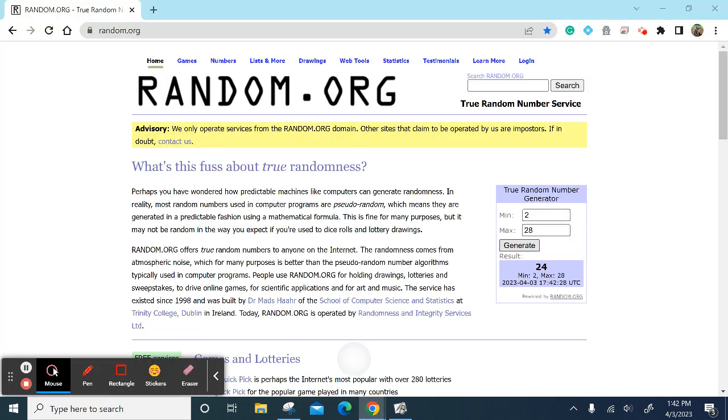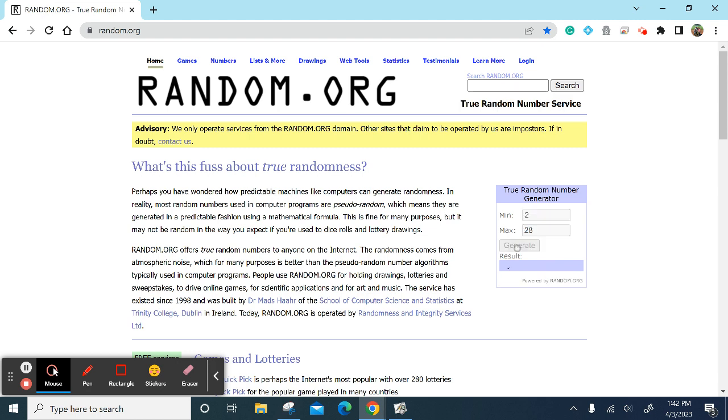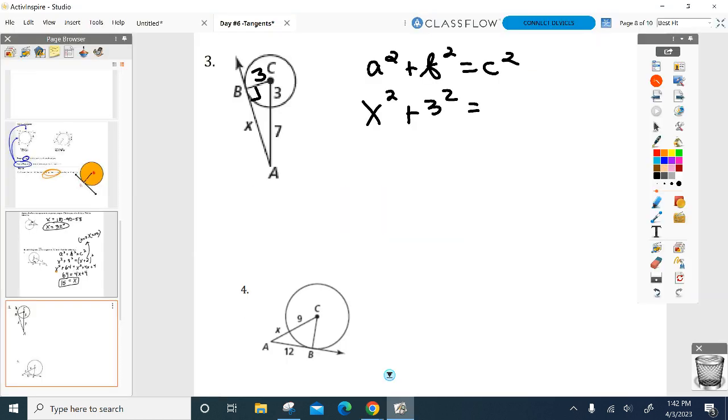And then how about the hypotenuse length? A little easier than the last one. 10? 10 squared. Yep. There you go. Everyone all right? Why that's 3. In the same circle, all the radii are congruent. X squared plus 9 equals 100.